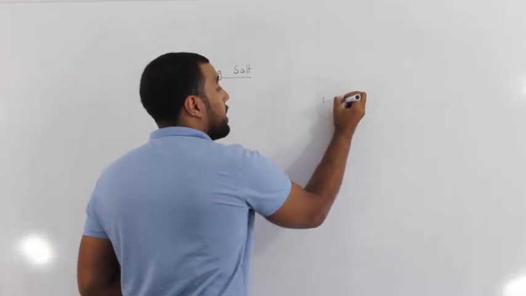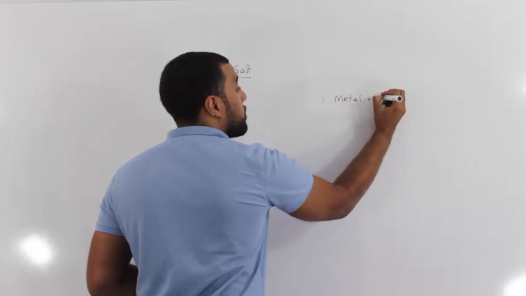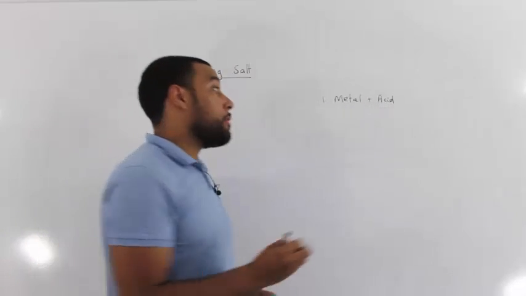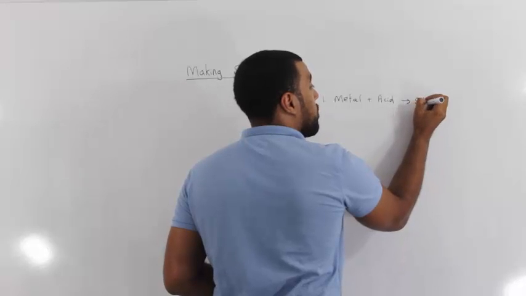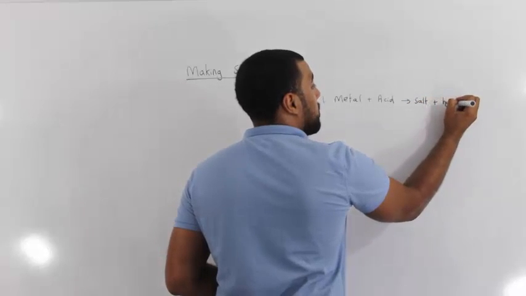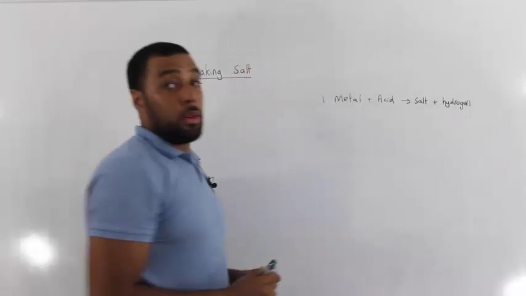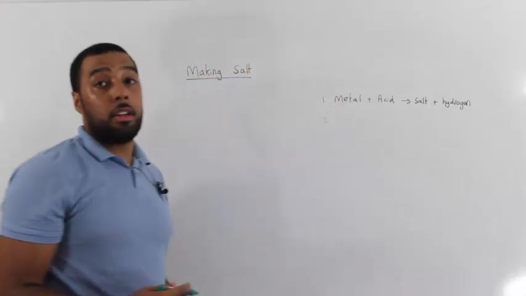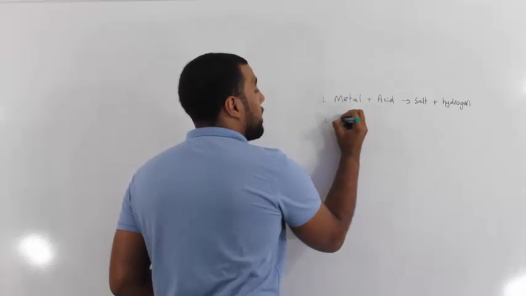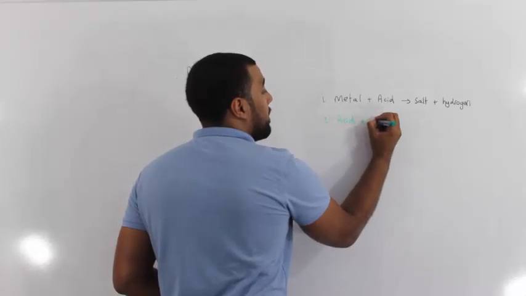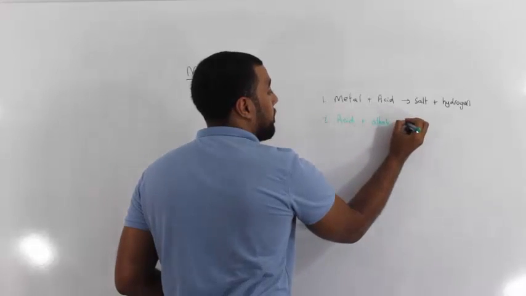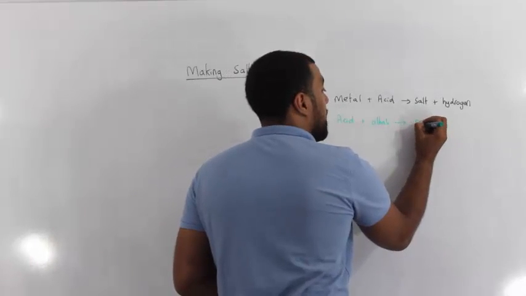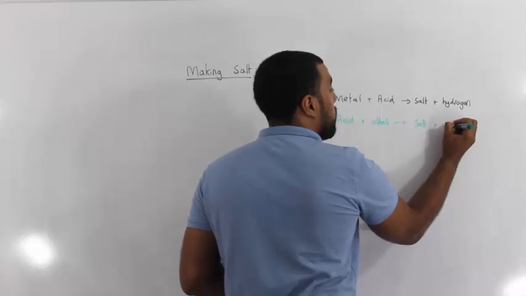Well, one of the ways is a metal plus acid. When we add a metal and an acid together, we produce a salt and hydrogen. We will get some hydrogen gas being produced. There is another way of producing a salt. We could also add an acid and an alkali. Now when we add an acid and an alkali together, we will produce a salt and water.